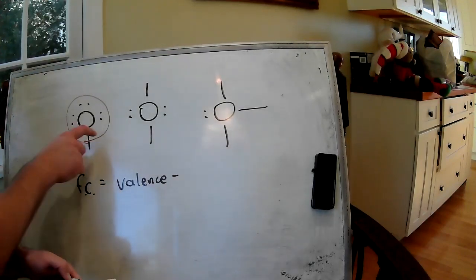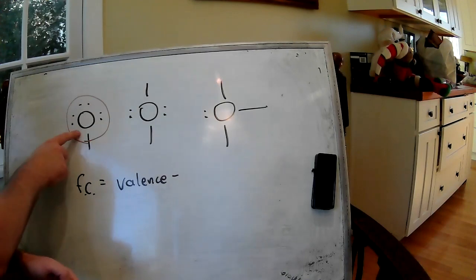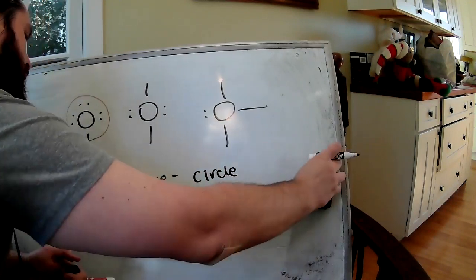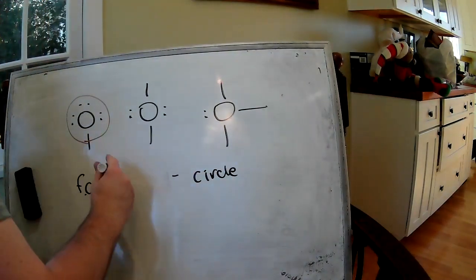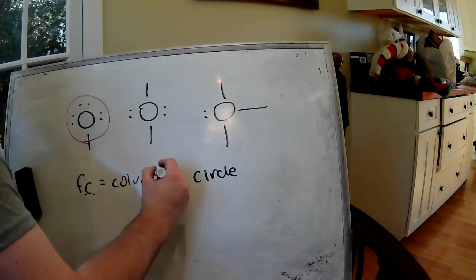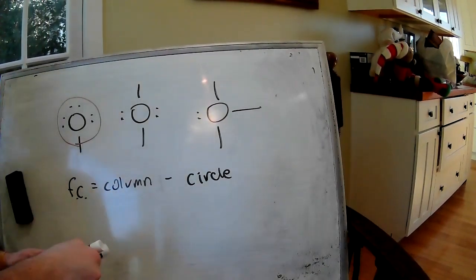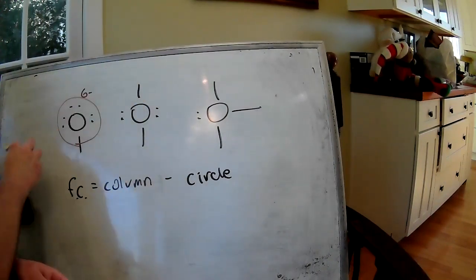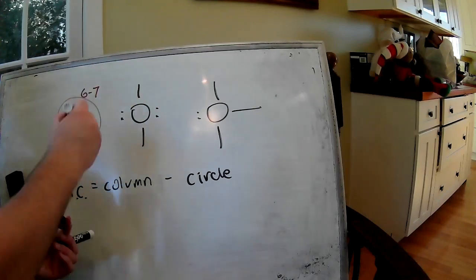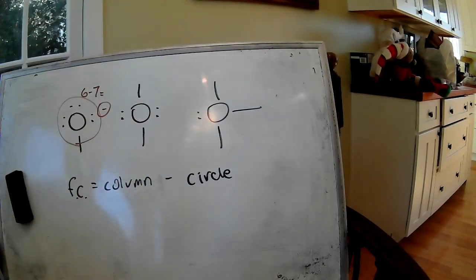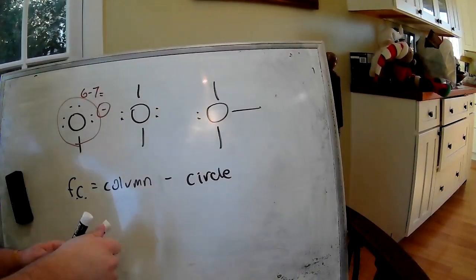So in this oxygen's case, we count 1, 2, 3, 4, 5, 6, 7. So valence minus circle. And I even like to make it a little cuter. I just say column minus circle, because the column that an element's in corresponds to how many valence electrons it has. So in this oxygen's case, the column is 6. Oxygen is in group 6, minus that 7 that we just counted, and we get -1. So we see an oxygen with 3 lone pairs and 1 bond. We know that the formal charge is -1.